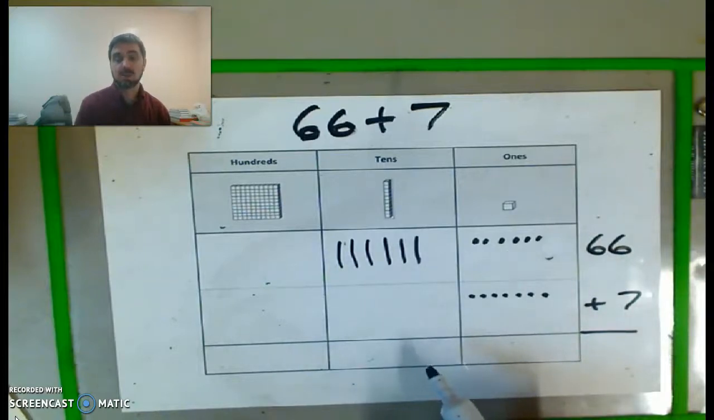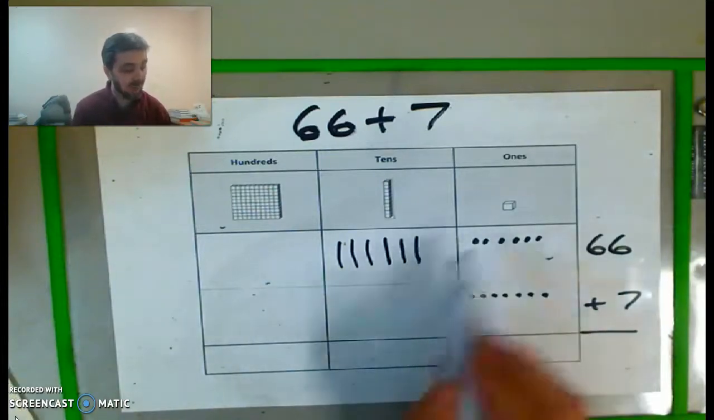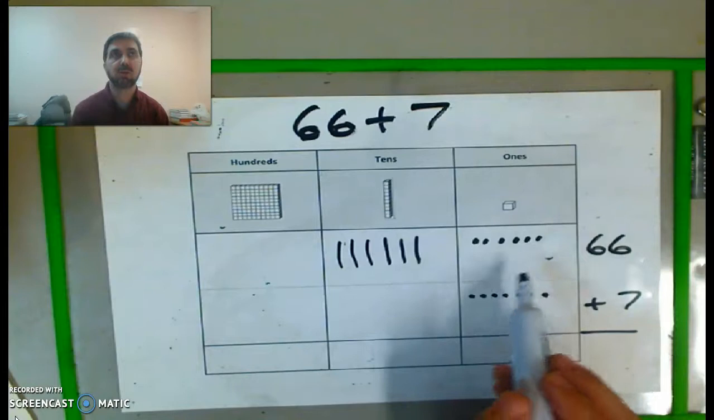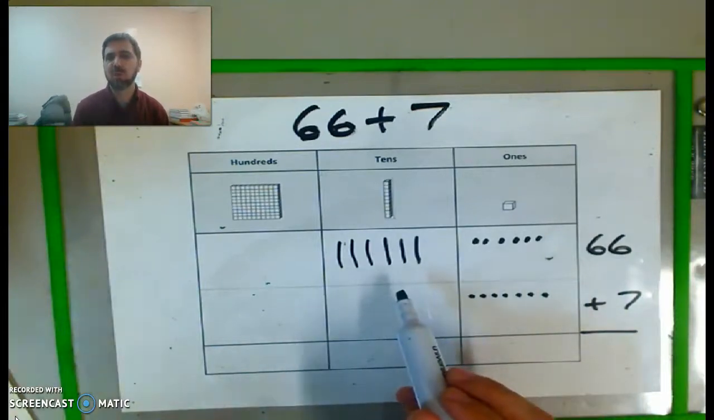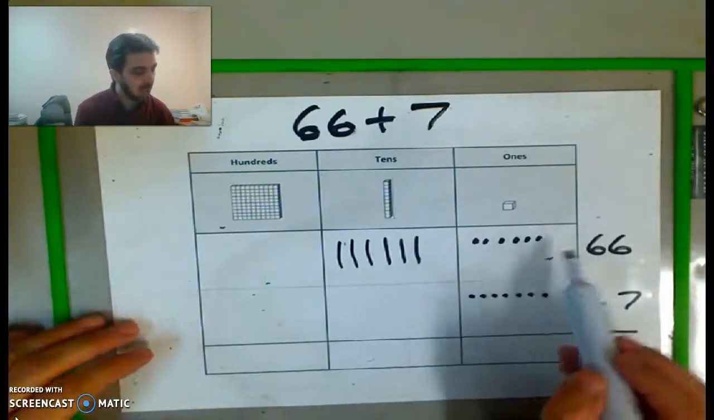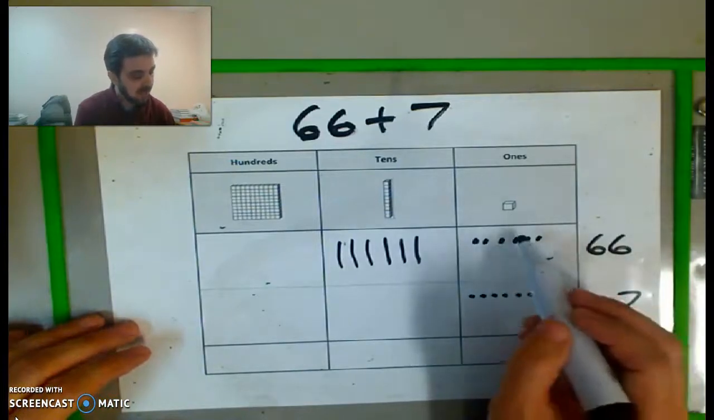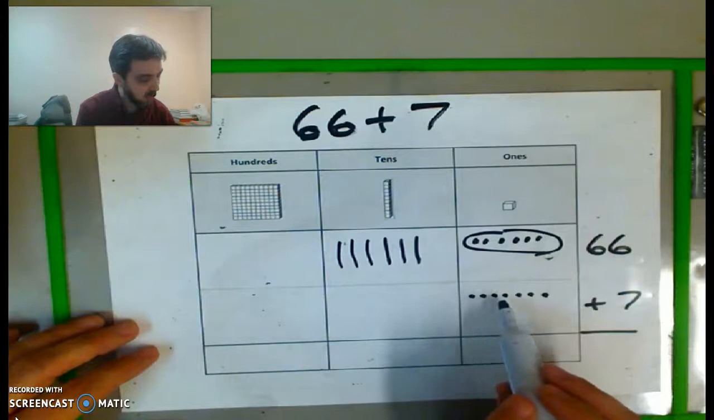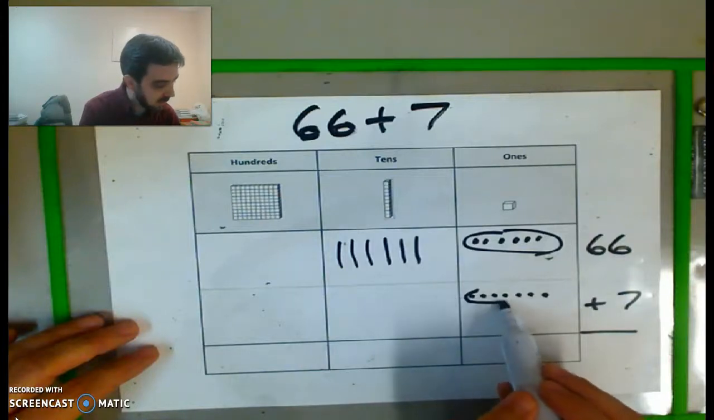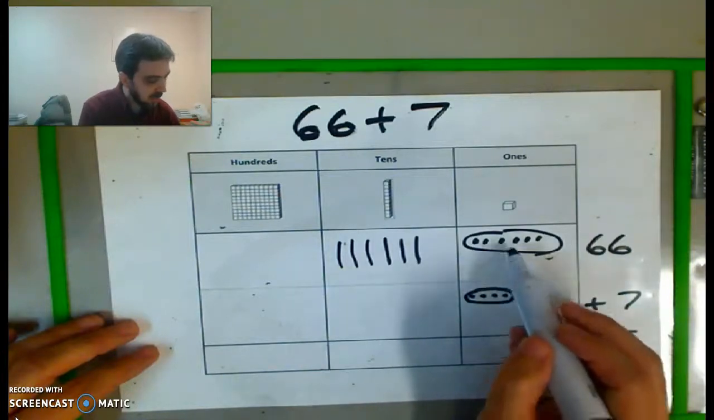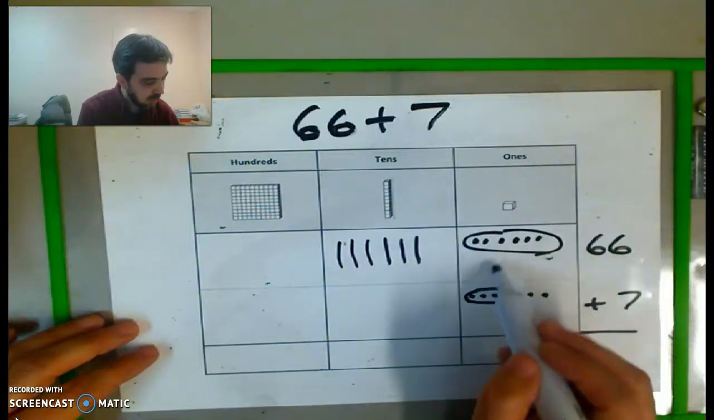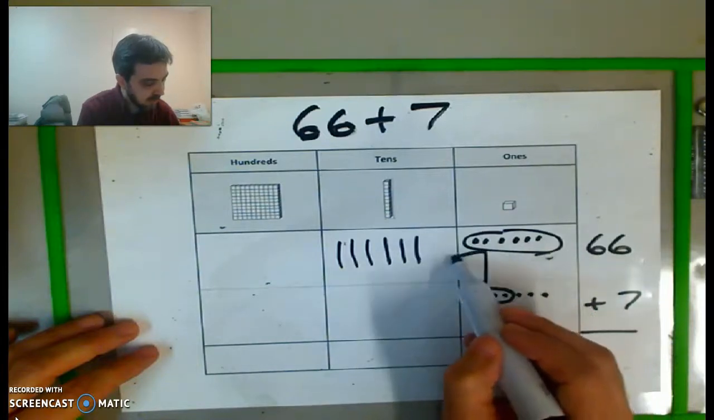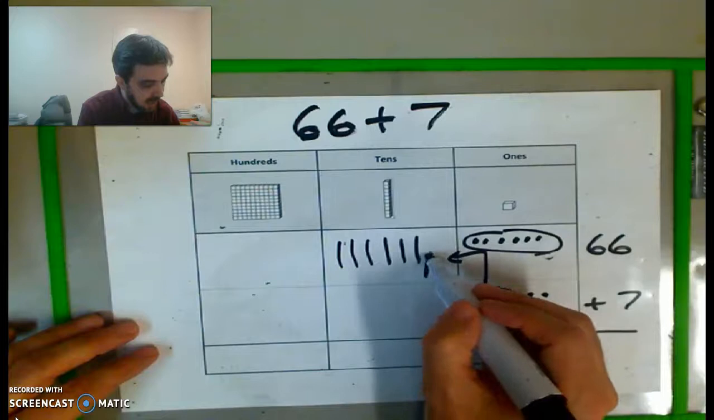All right, so what we want to do is we want to regroup because we have enough ones to regroup to a 10. And anytime you can regroup, you want to go ahead and do that. So let's say I have 6 here. So if I take these 6 and 4 from here, 1, 2, 3, 4, if I take those and I bring them over here, I can add another 10.